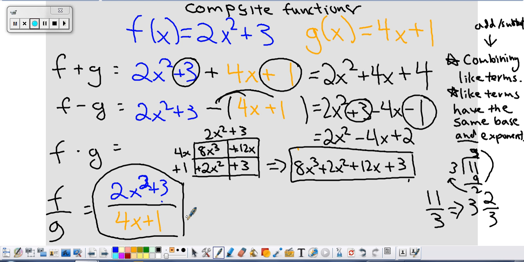And that's it for adding and subtracting, multiplying, and dividing two functions. Tomorrow we're going to be talking about the composite function, which is going to be just a little bit more difficult, but not so bad.